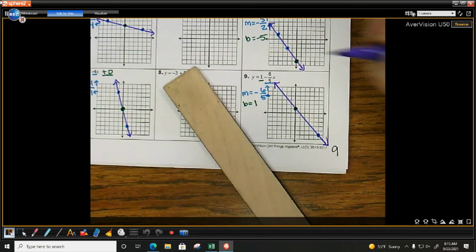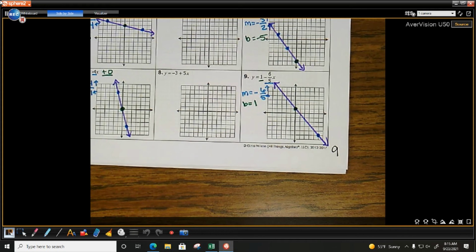So guys, begin with b, move with m. Remember, m is rise over run. Okay, if you're positive, you go up to the right. If you're negative, you go up to the left. We good? Okay, now we're going to do some where you have to solve for y.